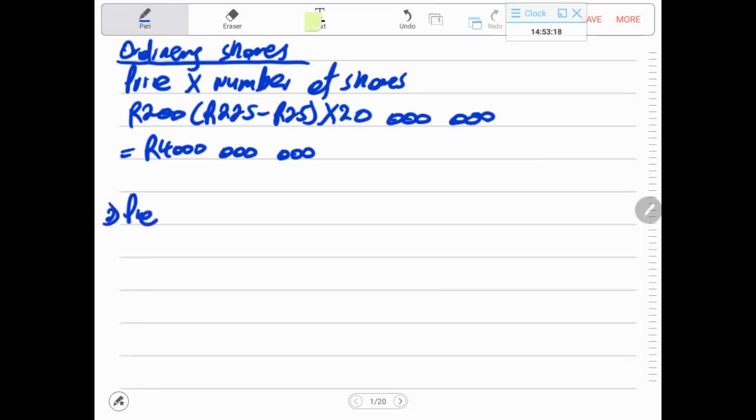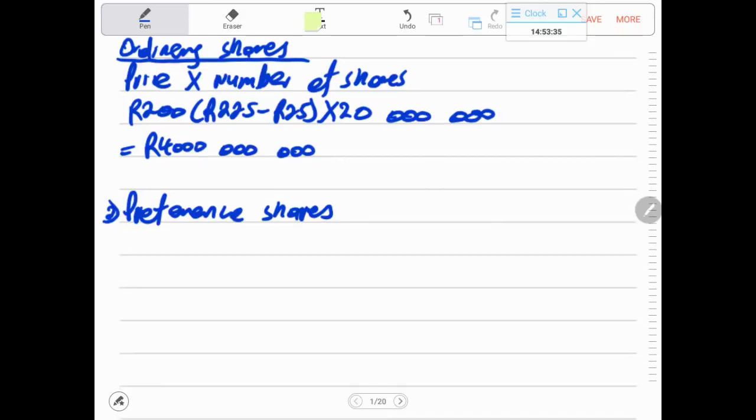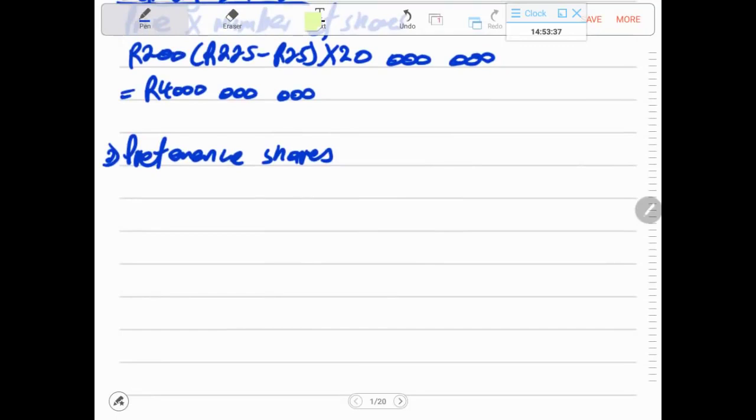So now we deal with the preference shares. And I want to emphasize this to you, that if they would have told us that preference shares mature in 5 years, therefore now we have to use the formula method where you must apply the calculator. I'll show you that with the dividends. So now we first have to calculate the preference dividends.